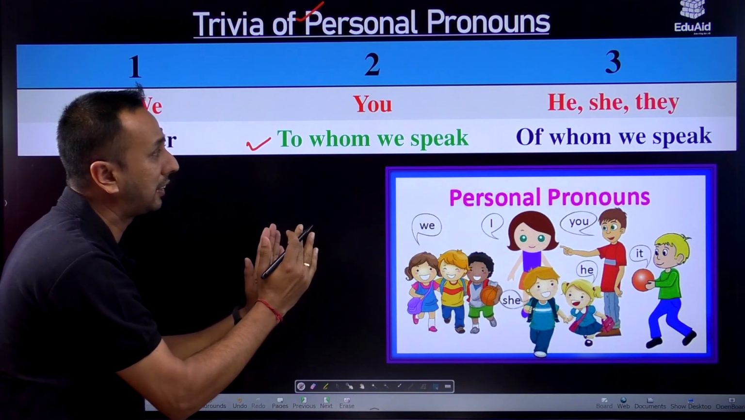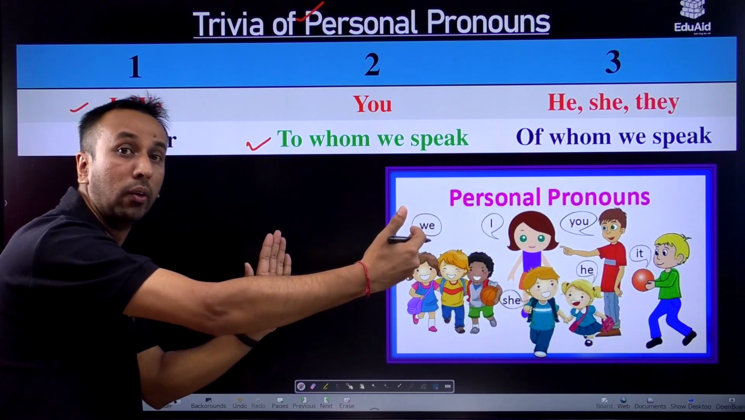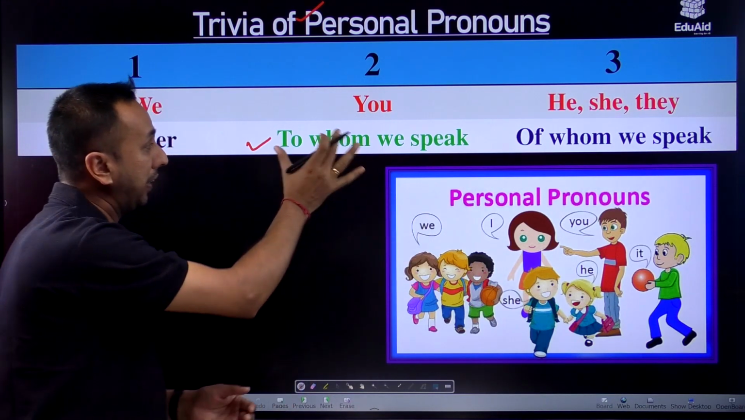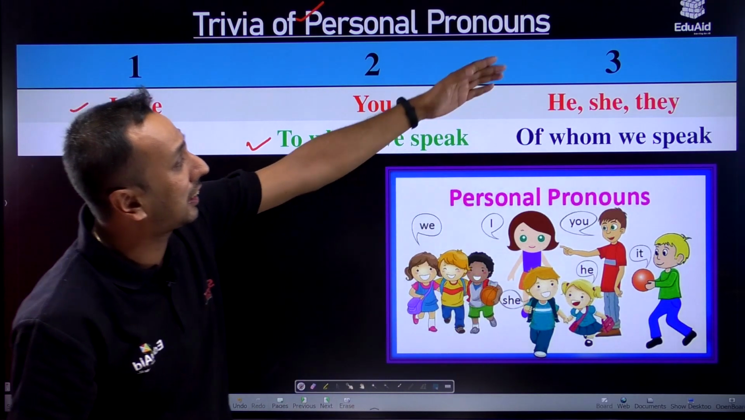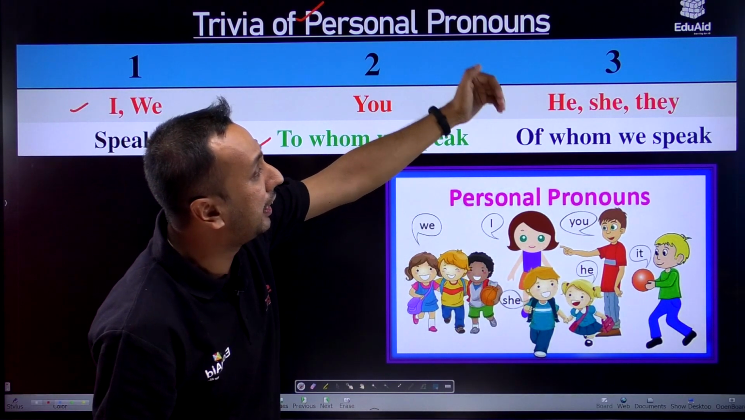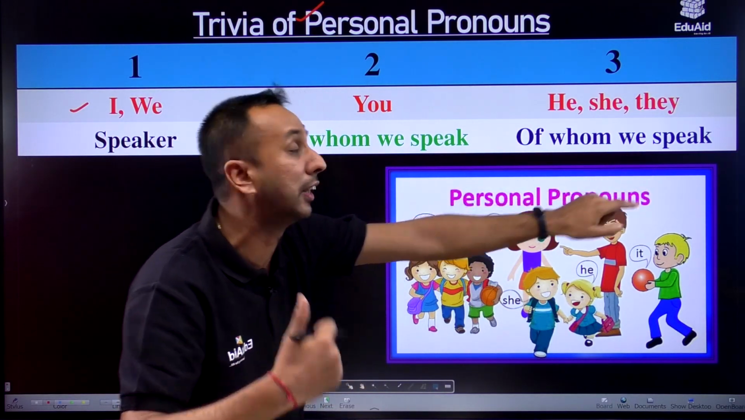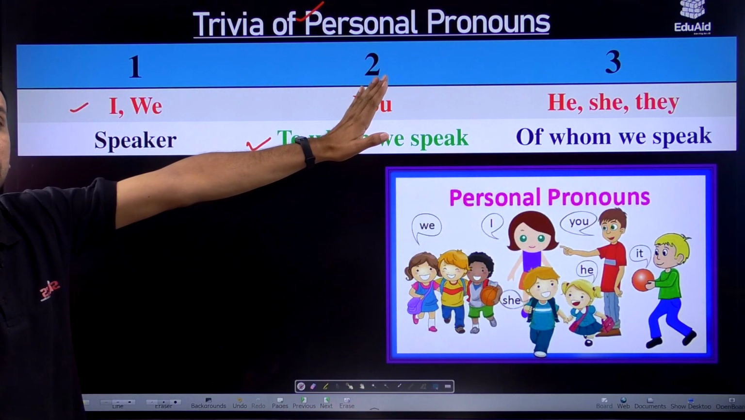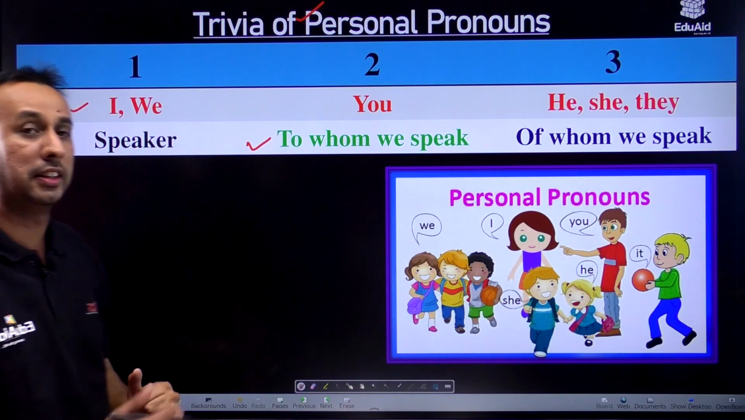Just correcting oneself, they're not always listeners. The one we speak to may not be a listener. So we explain it as, to whom we speak. You can note that down as well. And lastly, we have the third one: he, she, they, of whom we speak, the one about whom we talk. So these are the whole set of personal pronouns. Any question? 1, 2 and 3. These three are personal pronouns.